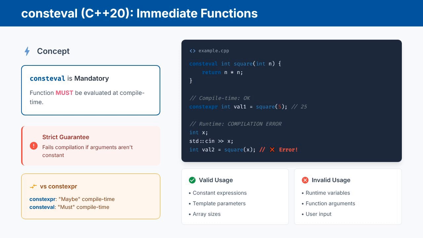In this example, the square function is marked as consteval. Calling it with a constant expression works fine, but calling it with a runtime variable causes a compilation error. This makes consteval ideal when compile time evaluation is essential. Think template metaprogramming or user-defined literals. The strict nature of consteval provides strong guarantees, but it also limits where you can use the function. It's a trade-off between flexibility and certainty.